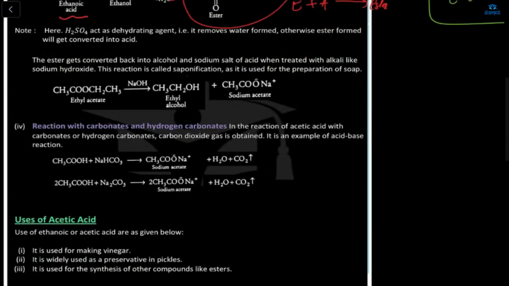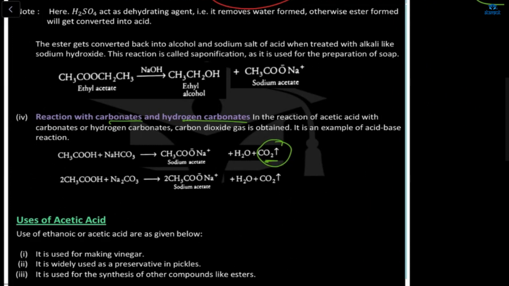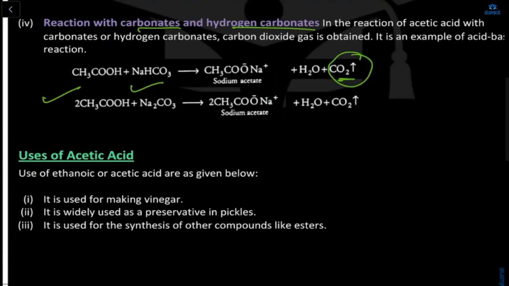Now here is the reaction of carbonates and hydrogen carbonates. In the reaction of acetic acid with carbonates or hydrogen carbonates, what is forming? Carbon dioxide gas is formed, and this is an example of an acid-base reaction. Now, what is the use of acetic acid? It is used for making vinegar, and as a preservative in pickles. It is also used for the synthesis of other compounds like esters.